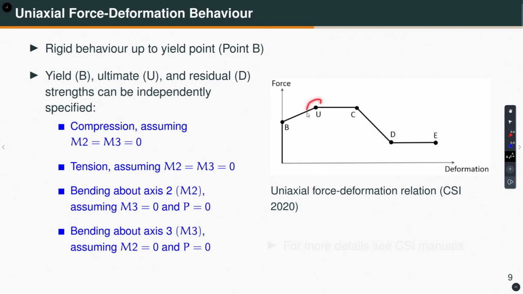So, now if you specify this point force is equal to that, then you would be getting kind of an EPP behavior like that. So, you define these points for compression.